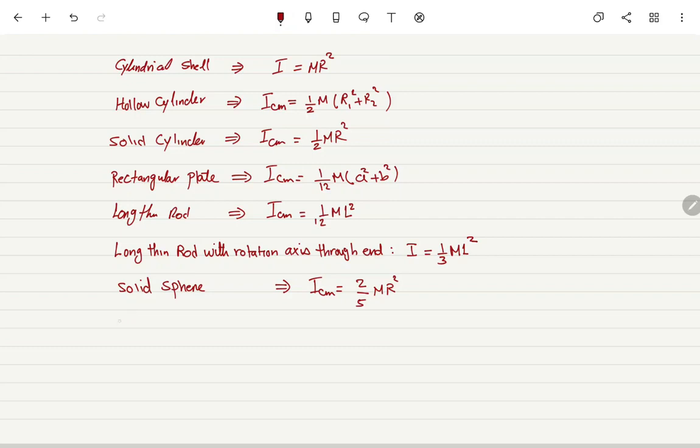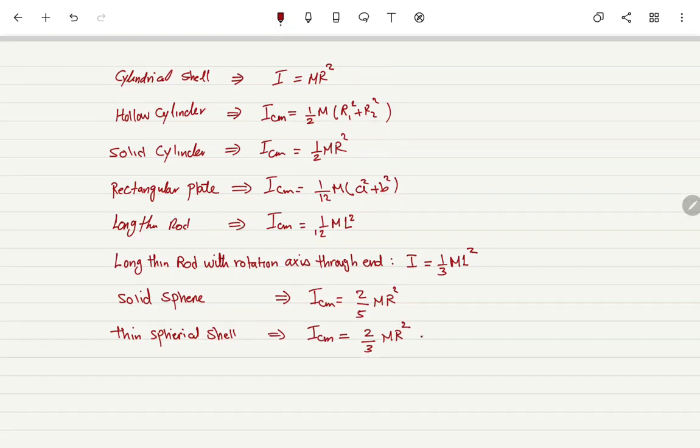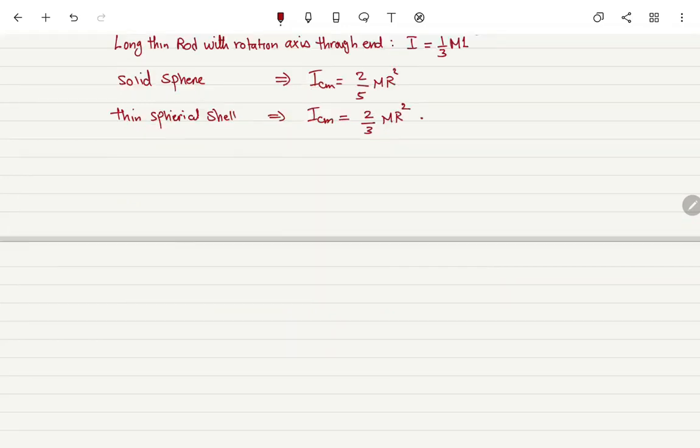For a thin spherical shell, the moment of inertia is equal to 2 over 3 mr square. Now this means that there's no need to do any integral calculations for these known shapes like a cylinder, hollow cylinder, a solid sphere, and so on. Let's have an example.